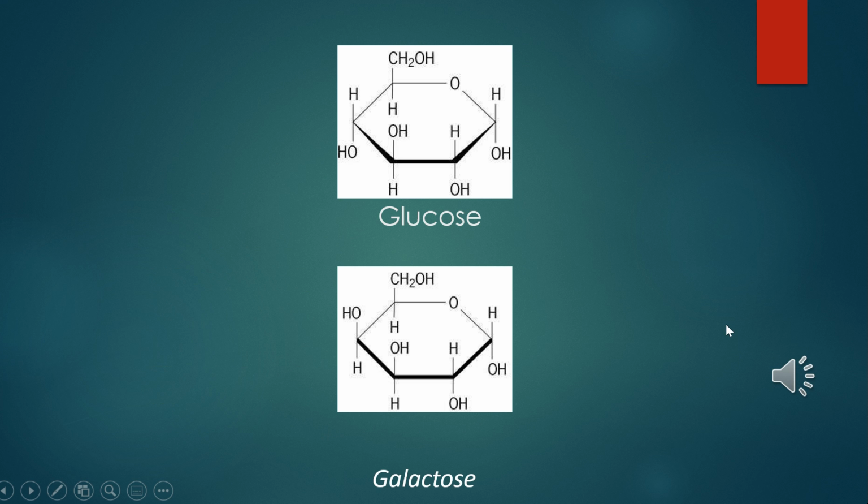This slide is showing the structure of glucose and galactose. So what you have to do, you have to draw these structures with your own hand in your notebook. Glucose and galactose are stereoisomers of each other. Their atoms are bonded together in the same order, but they have a different 3D organization of atoms around one of their asymmetric carbons.